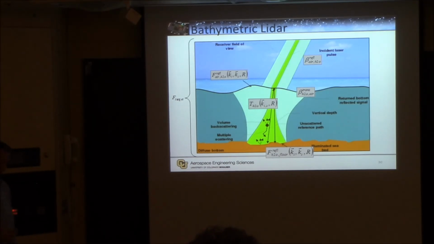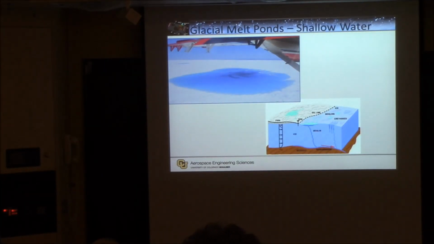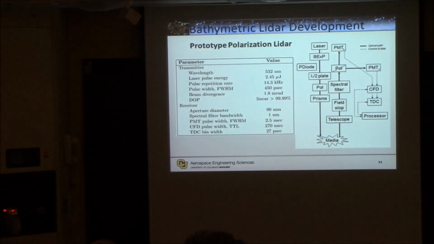So let me just tell you that we're also getting into bathymetric LiDAR. We were looking at shallow water glacial melt ponds and trying to help in that problem. The problem here is that a lot of the LiDAR systems can't measure very well a meter or shallower because of the overlap function of the pulses and the timing that's required to make that detection. So we built up a little polarization LiDAR system to try to resolve at a higher resolution than 1 meter.